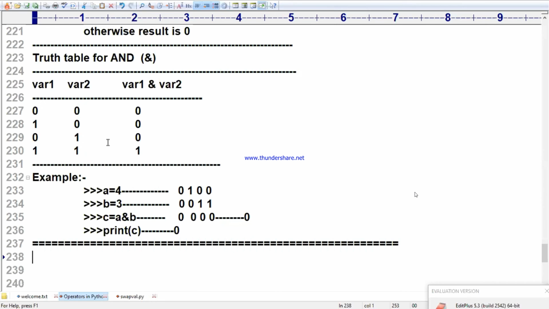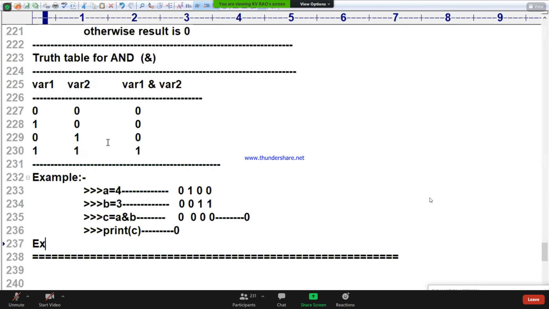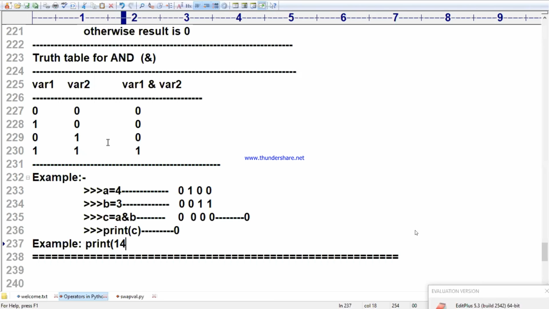Intersection operator. So one more example, Akila wants, I will write it. Print 14 and 15. So the result is what? The result is called 14. You want the 14 value: 1110 ampersand 1111. You want to apply? The answer is going to be 1110, which is called 14. 14 is the result.